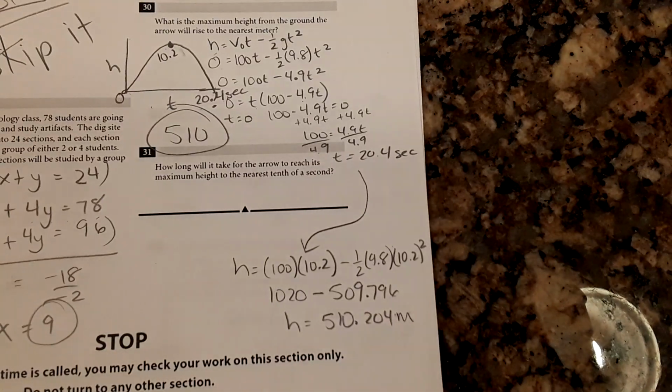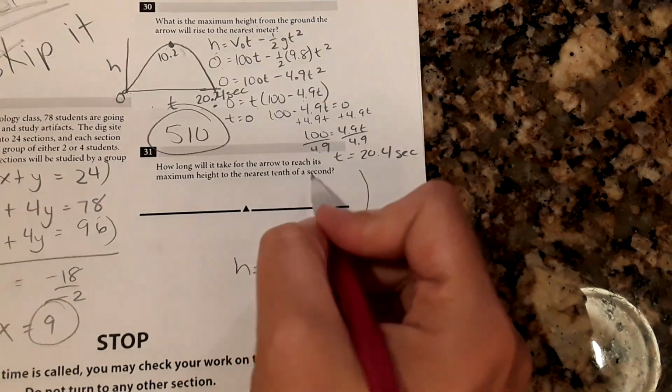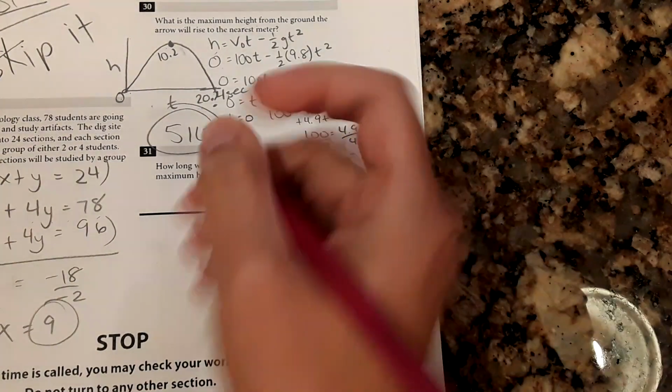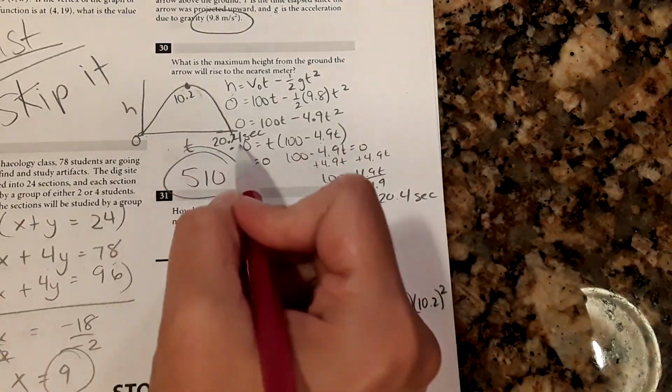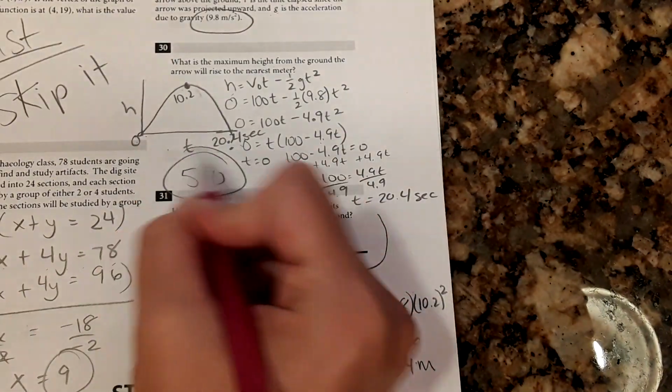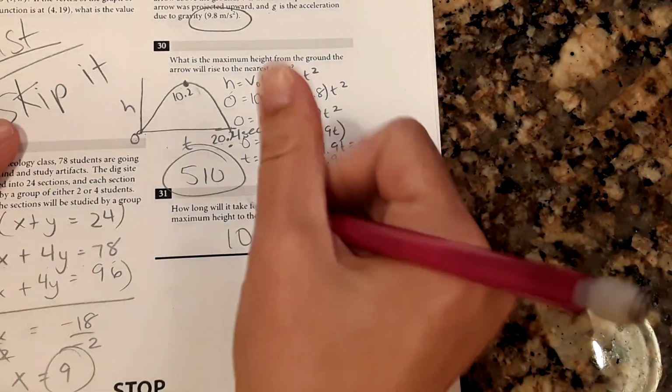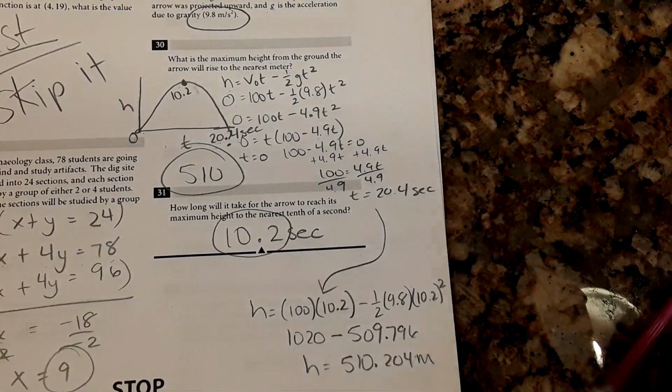Now the next question, how long will it take for the arrow to reach its maximum height, to the nearest tenth of a second? We've actually already solved this, and it was 10.2 seconds, the halfway point for the entire time. So that is it. That is all of section 4.